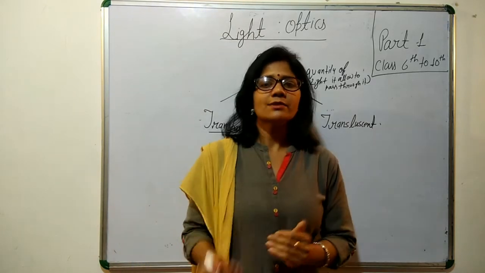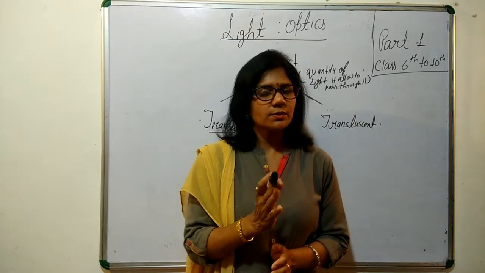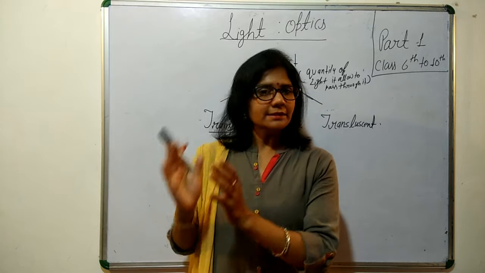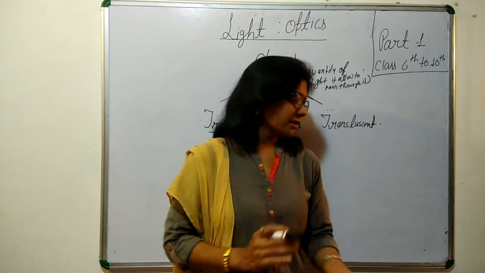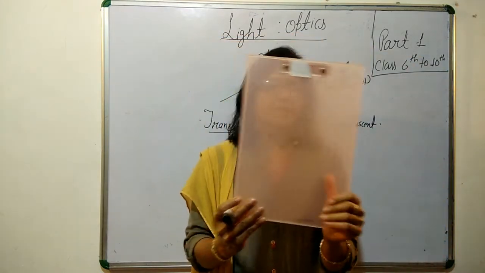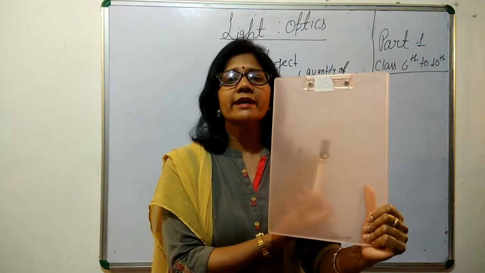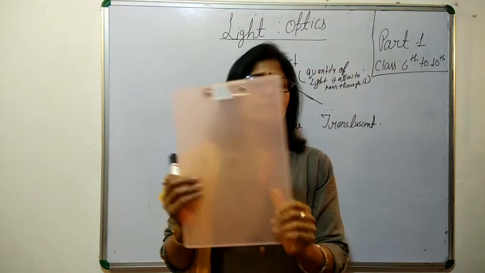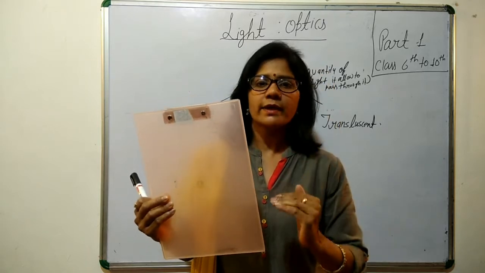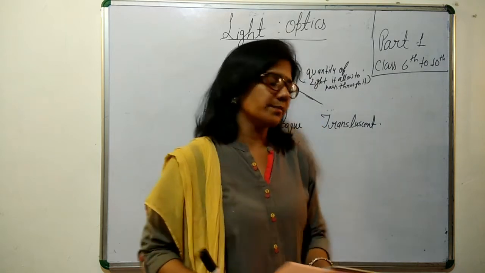Then come to the translucent object. These are those objects which allow the light to pass through them, but the quantity of light is partial, meaning not the entire light will pass or cross it. For example, this board, let me show you, this board is translucent because we can see things across it, but the image is not very sharp. Why is it so? Because it allows the light to pass through it, but the amount of light is very little. So this type of object comes under the translucent object.